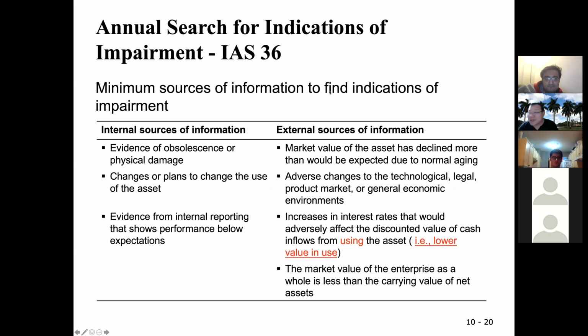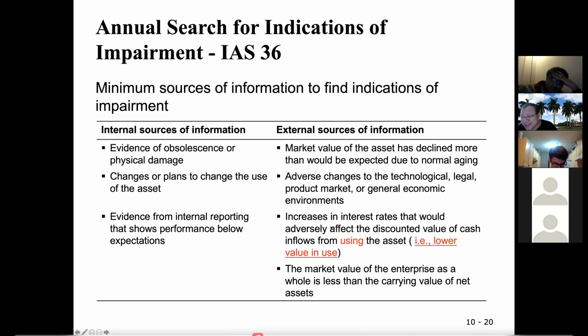Okay, what would be some indicators? Internal sources of information: you observe evidence of obsolescence or physical damage on the machine. If you have a different plan of using the asset, it means the cash flow structure will change, right? So then maybe the value in use will be different. And then external sources of information: market value of the asset has declined. Adverse changes in technology, right? Your technology is outdated, right? There are new technologies there. Maybe people will not use your technology, therefore it does not generate as much cash flow as before you think.